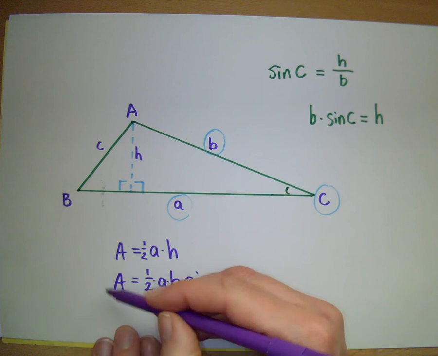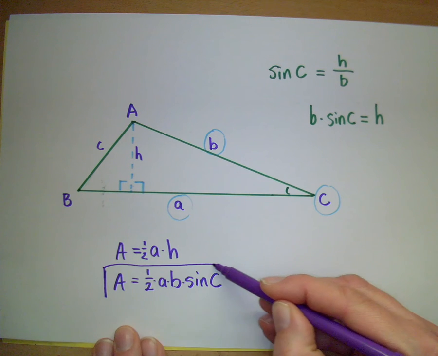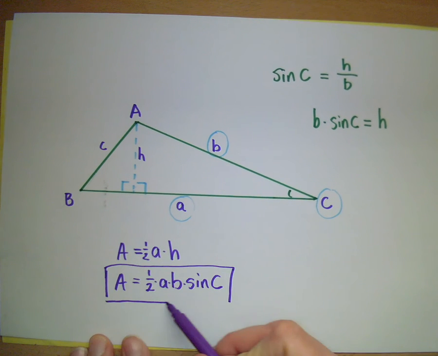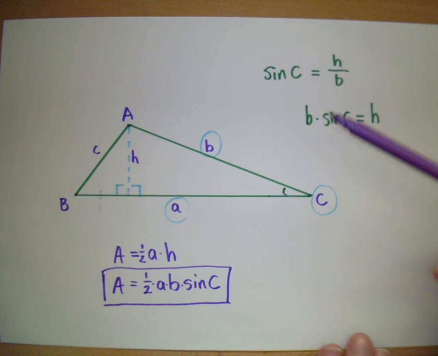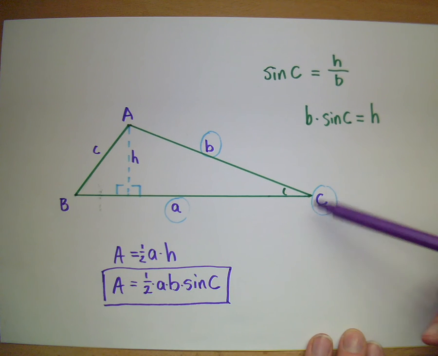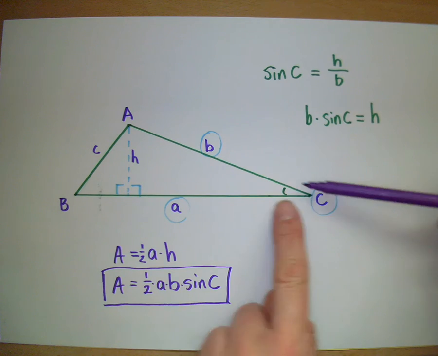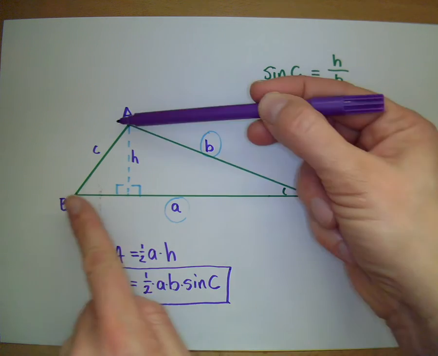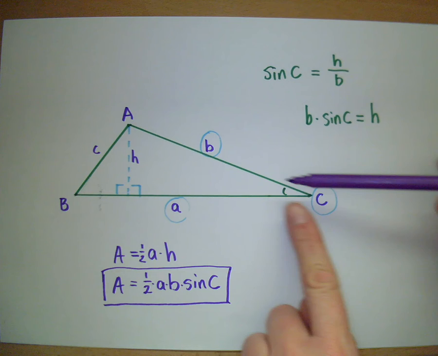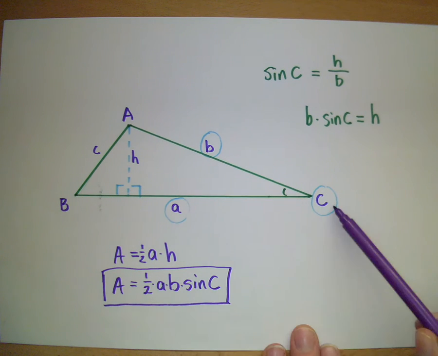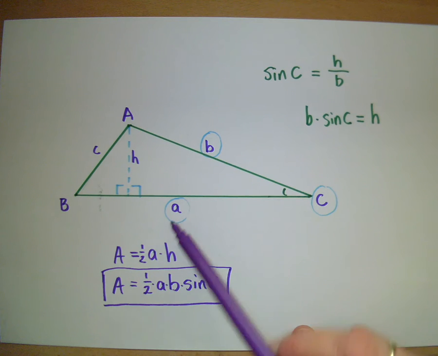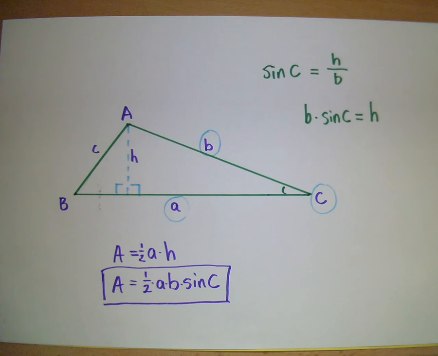So this is the formula to use when you want to find the area of a triangle where you know the size of one angle and the size of the two sides that meet in that angle. So it's like side, angle, side. If you know those three values, then you can find the area of the entire triangle using this formula.